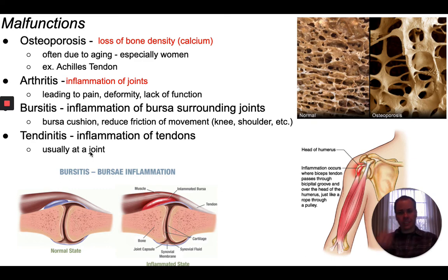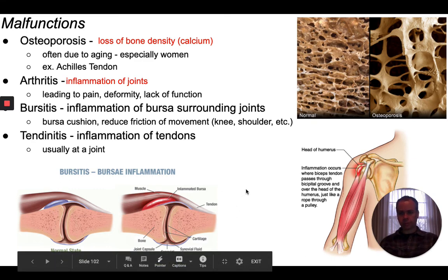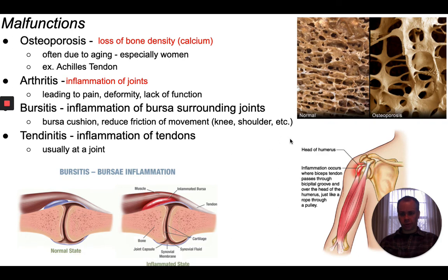Tendinitis is the inflammation of areas around the tendons, sometimes because of overuse, or because improper movement and mechanics of movement can lead to the tendons becoming inflamed and painful.